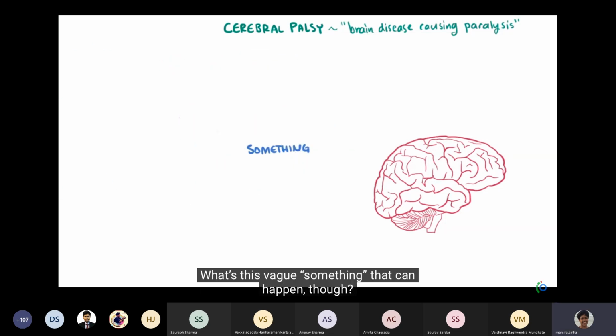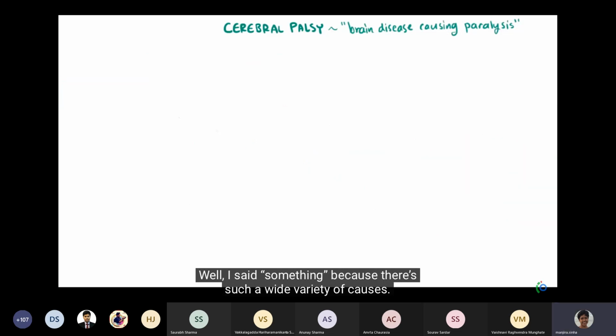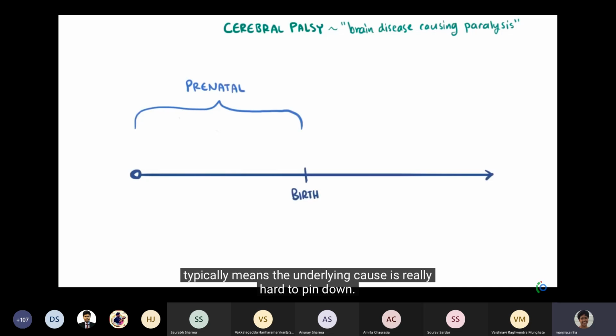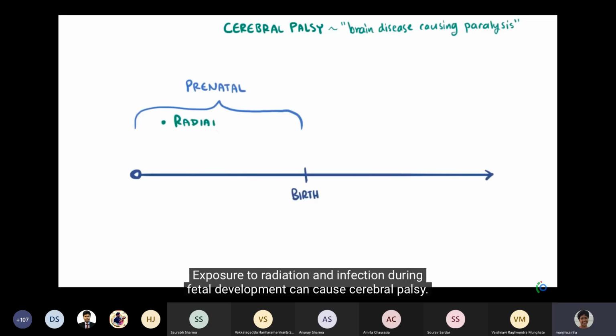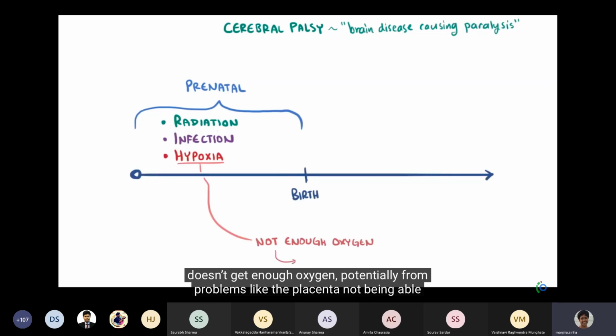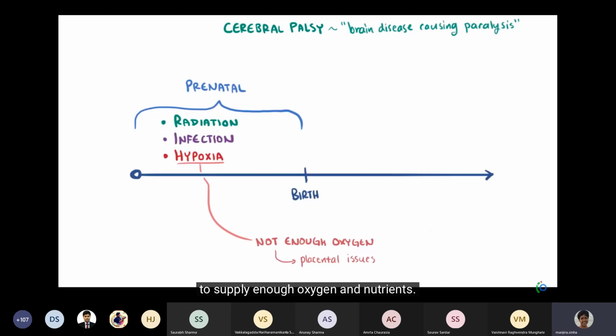Now, what's this vague something that can happen, though? Well, I said something because there's such a wide variety of causes. The majority of cerebral palsy cases are thought to happen before birth, or prenatally, which typically means the underlying cause is really hard to pin down. Exposure to radiation or infection during fetal development can cause cerebral palsy. Hypoxia to the developing fetus has been linked as well. In this case, the developing brain doesn't get enough oxygen, potentially from problems like the placenta not being able to supply enough oxygen and nutrients.